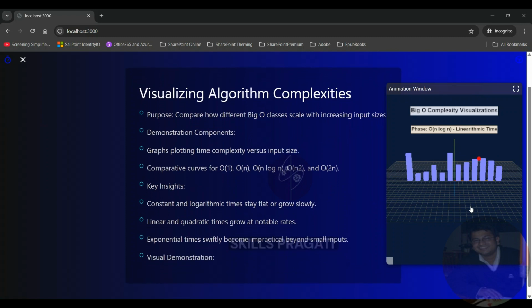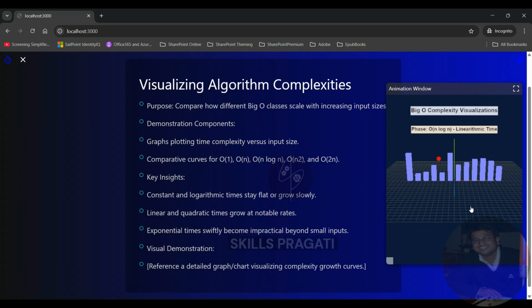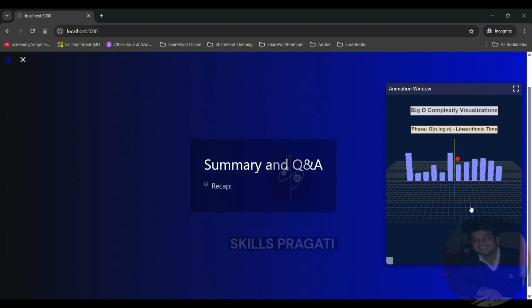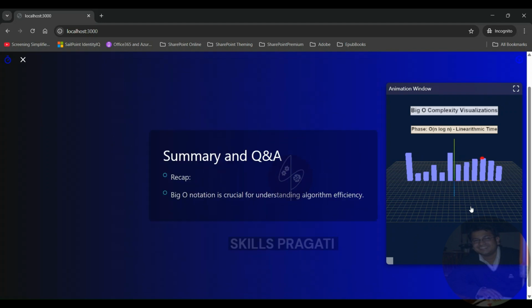Please take a close look at the animation which is running over here, and you will notice all the complexity representations in action. To summarize, Big O Notation is essential for understanding algorithm efficiency.